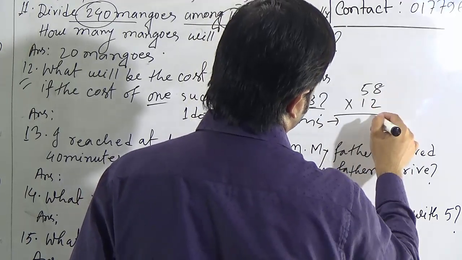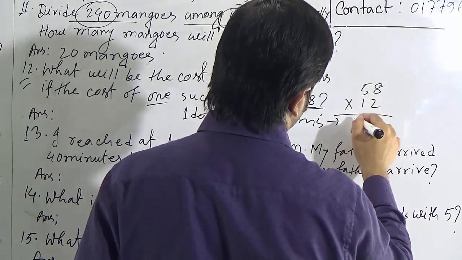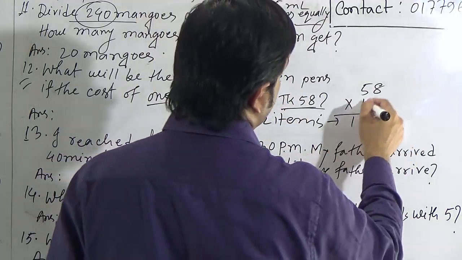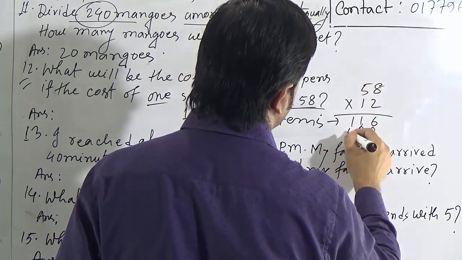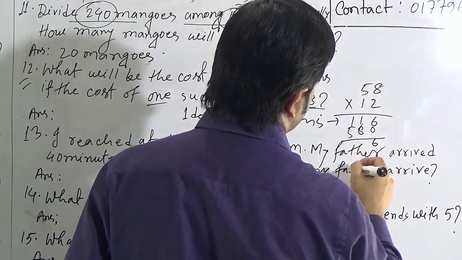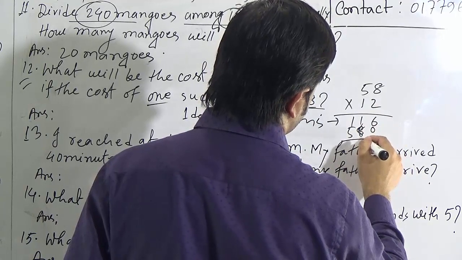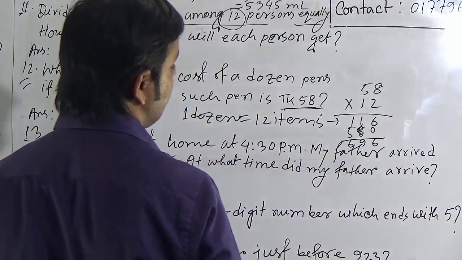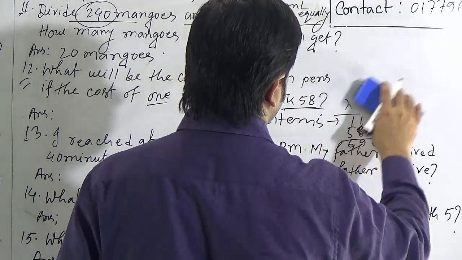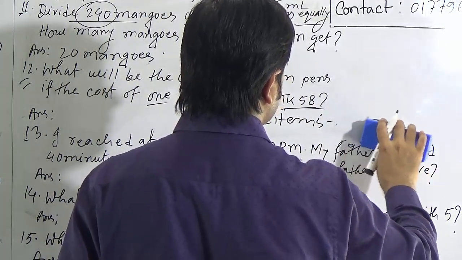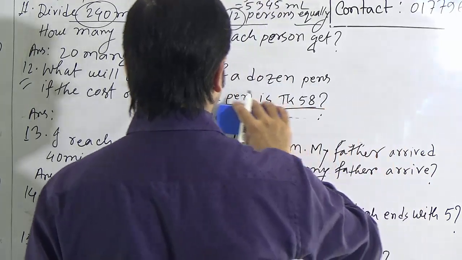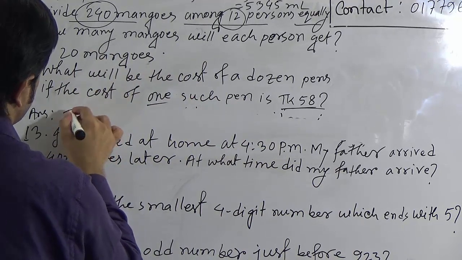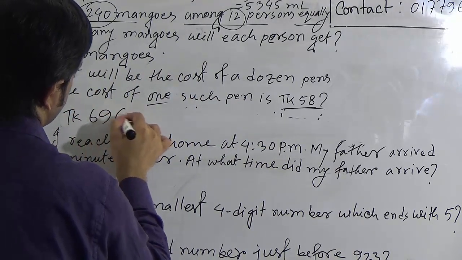Multiply this, 8 twos are 16, 5 twos are 10 and 1, 11. Now 1 digit completed, put a 0, 8 ones are 8, 5 ones are 5. Now add: 6, 8 and 1 will be 9, and 6 here. 6, 9, 6. So our required answer is 696 taka.